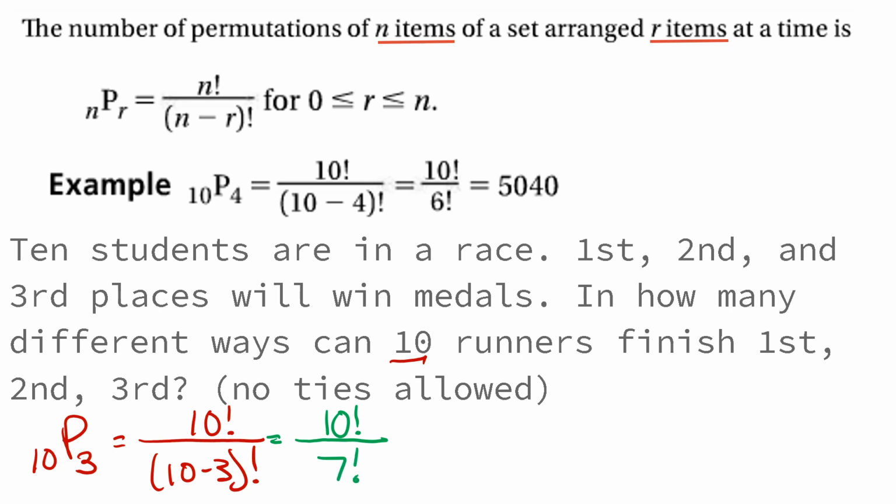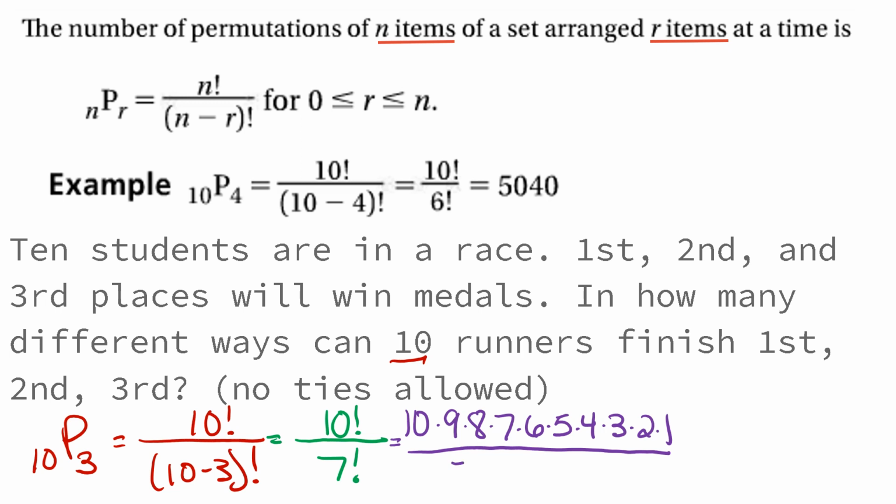Now, like I said, we're not going to have to do all this crazy multiplication. I'm going to show you what happens. We can cancel things out. I'm going to write this one out all the way, just so you can see, and I'm not going to write the rest of them out. But 10 factorial is 10 times 9 times 8 times 7 times 6 times 5 times 4 times 3 times 2 times 1. And then 7 factorial is 7 times 6 times 5 times 4 times 3 times 2 times 1.